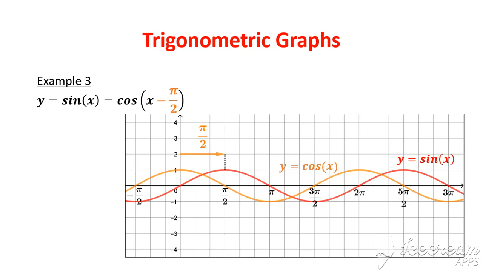Remember, if I put a minus pi over 2, we're moving the graph to the right pi over 2 radians. So the cosine of x minus pi over 2 graph is the same as the sine graph. In physics, we often refer to these graphs as being out of phase. In other words, the same graph just shifted along, out of phase.